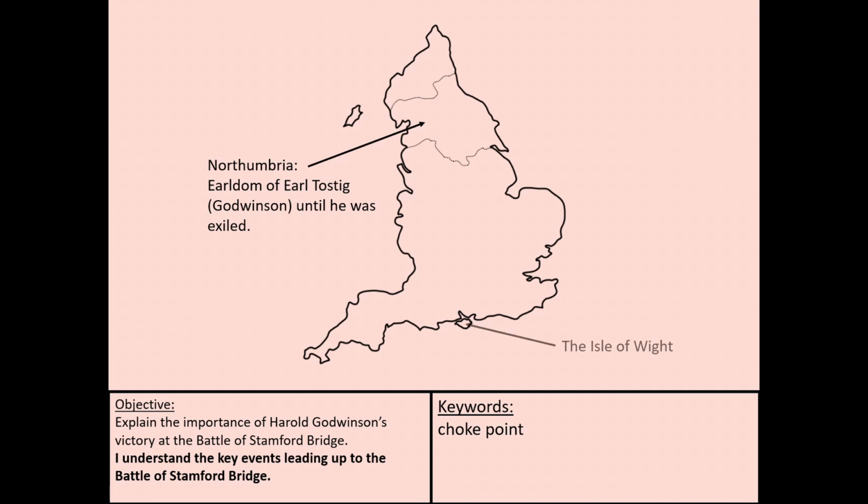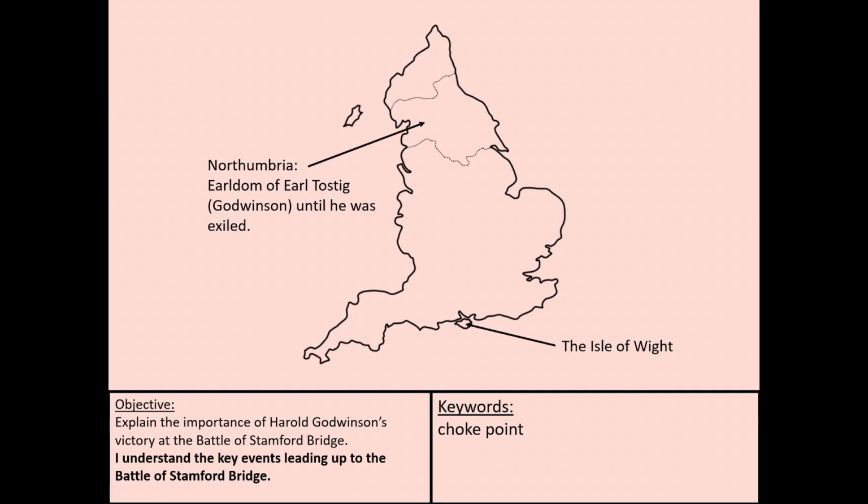The other location you need to be aware of is the Isle of Wight. This is the location near where Harold Godwinson gathered his troops. Technically, a lot of historians refer to troops being gathered all along the south coast, but near the Isle of Wight is where the majority of Harold's troops would have been.